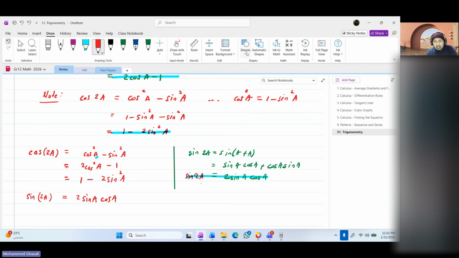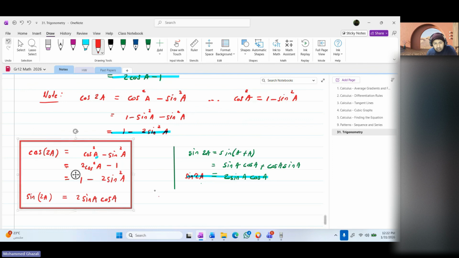2 sine A cos A. So these are the ones that you need to know, including the compound angles, right? So how many do you have here? 1, 2, 3, 4, and 4 compound angles. That makes it 8. 9 is the square identity: sine squared plus cos squared is 1, and 10 is tan equals sine over cos. So those are the 10 identities that you've got to know.